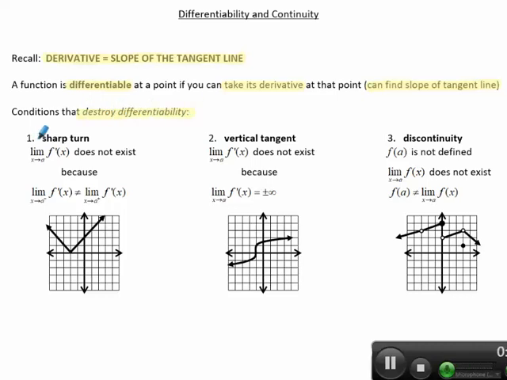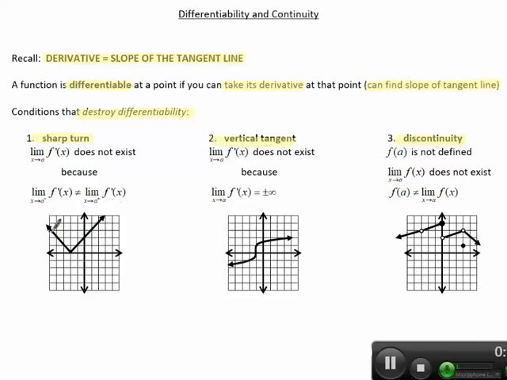You've got a sharp turn, a vertical tangent, and a discontinuity. Let's talk about what a sharp turn looks like. This is a picture of a sharp turn. Notice that there is a slope on the left side of the sharp turn, and there is a slope of the line on the right side of the sharp turn.